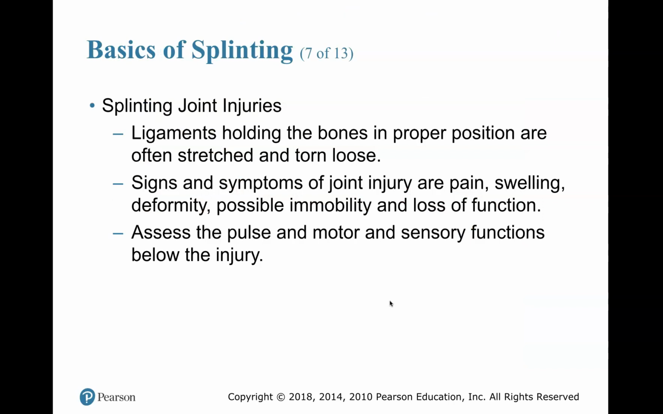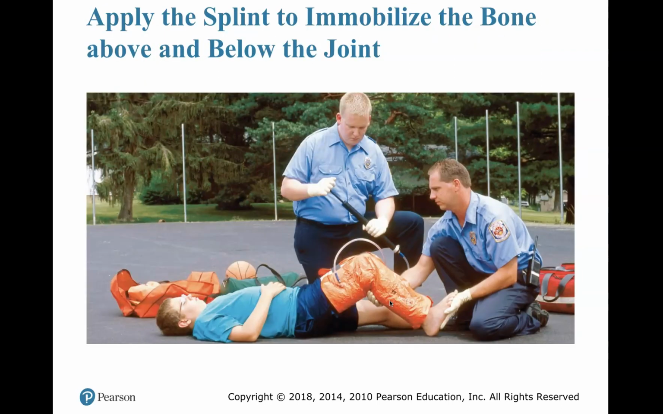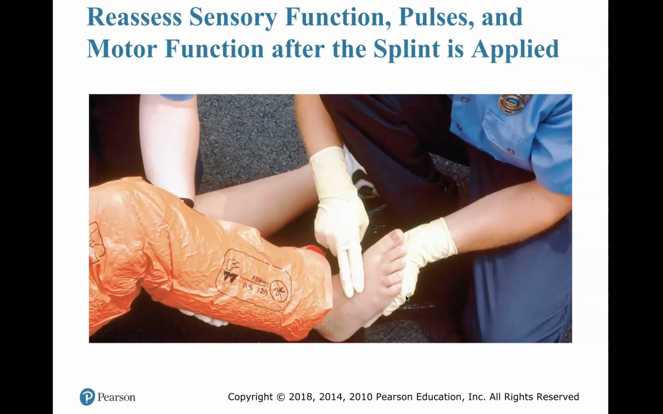All right, splinting joints. Ligaments holding the bones in proper position are often stretched and torn loose. Signs and symptoms of joint injury are pain, swelling, deformity, possible immobility, and loss of function. Assess the pulse and motor and sensory functions below the injury. Checking for PMS. Got that vacuum splint. He's immobilizing above and below the joint. Right here you see above the knee joint and below the knee joint. Once he's got that splint on, he's reassessing PMS.